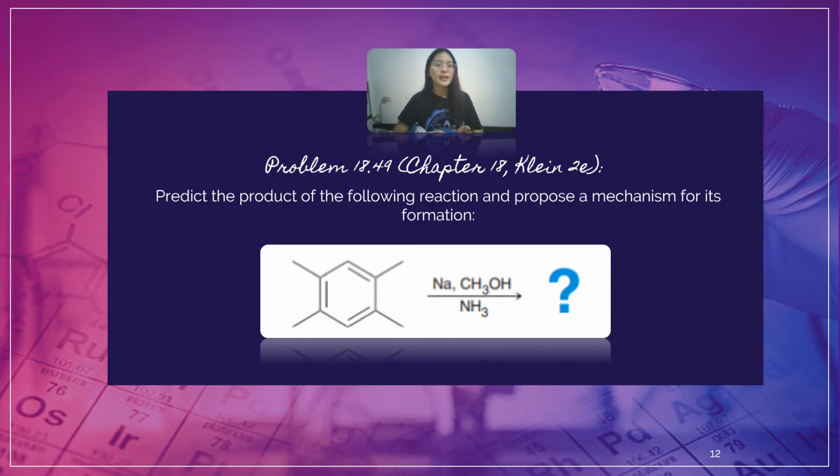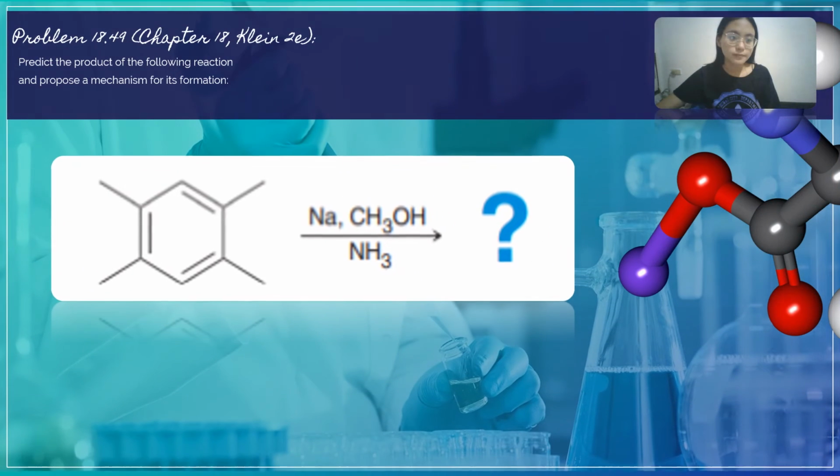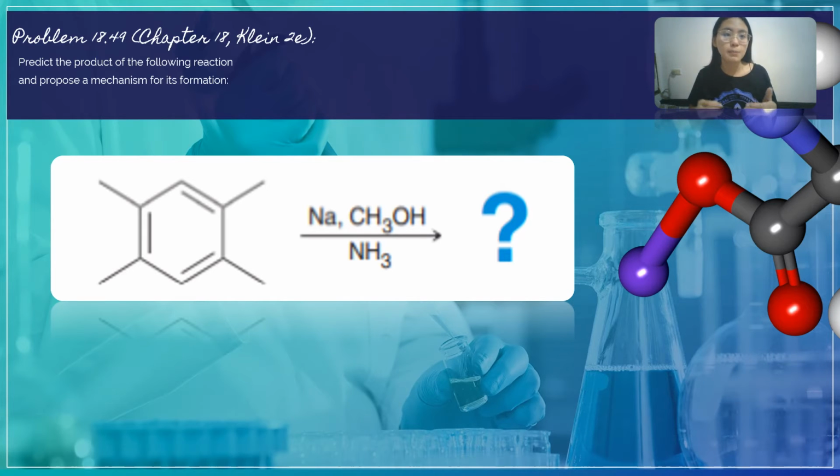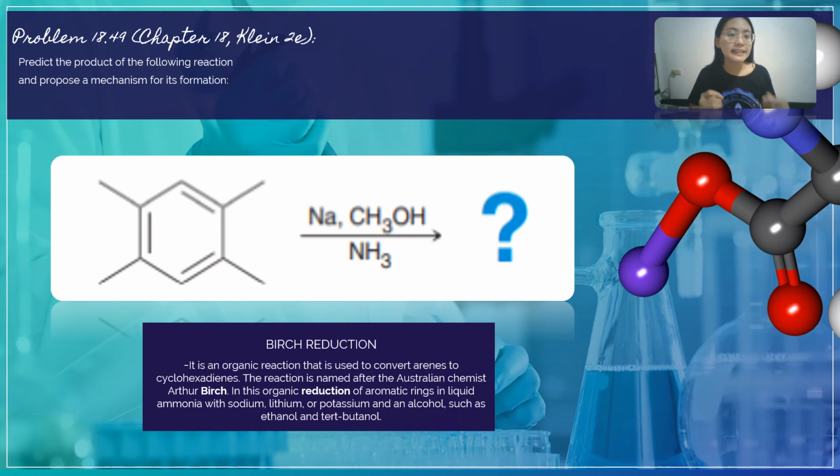Okay, let's proceed. For 18.49, we must predict the product of the following reaction and propose a mechanism for its formation. Reaction of a benzene derivative with sodium metal, ammonia, and alcohol is called the Birch reduction, and it leads to a cyclohexa-1,4-diene derivative. Let us now proceed to the mechanism itself.